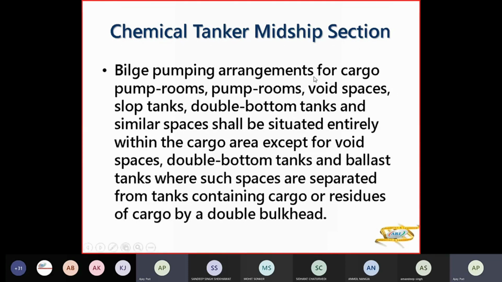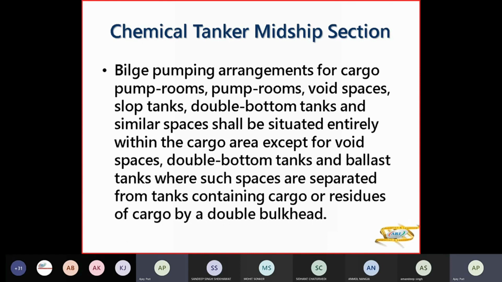Bilge pumping arrangements for cargo pump rooms, void spaces, slop tanks, double bottom tanks and similar spaces may be situated entirely within the cargo area, except for void spaces, double bottom and ballast tanks. Such spaces will be separated by a double bulkhead. So you have more cofferdams as compared to a normal tanker.